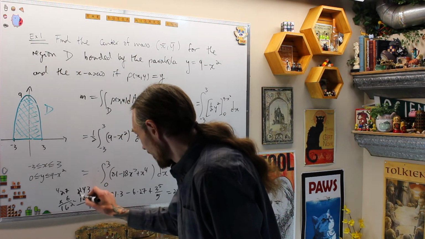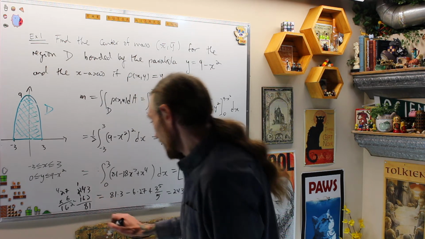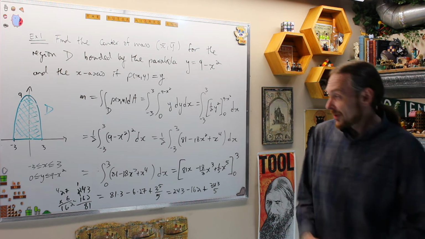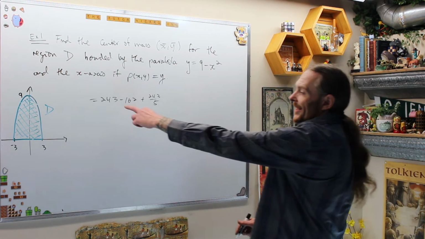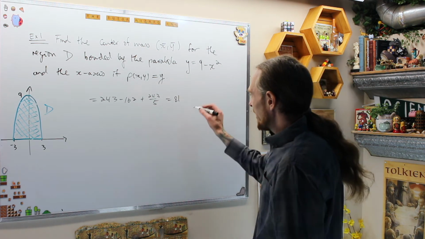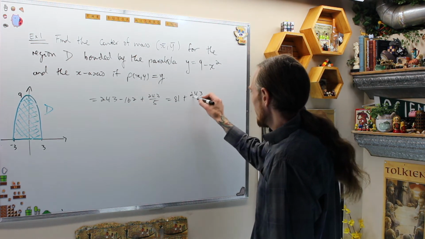That one's easy. I get a 1. Oh, I have to borrow. I'm going to get a 4. I'm going to get 81. Oh, so now what do I have to do? Erase a bunch of crap or get a bigger whiteboard. Moving that up, I have 243 minus 162 was 81, plus 243 over 5 that we just calculated.